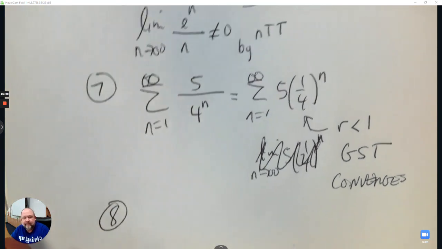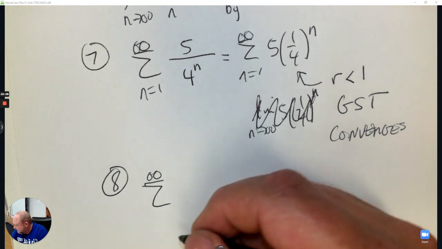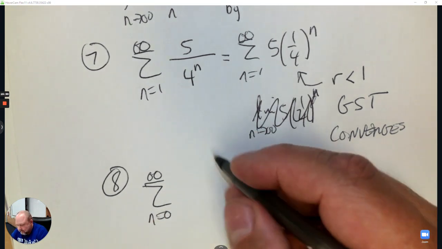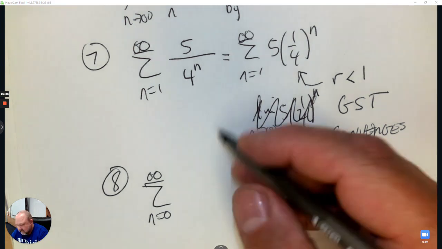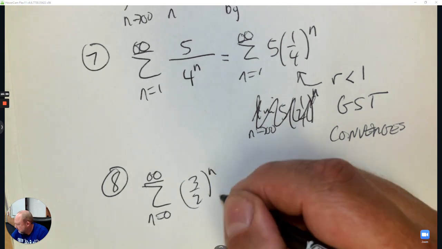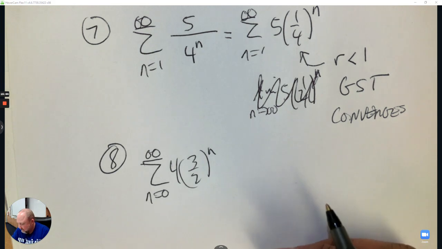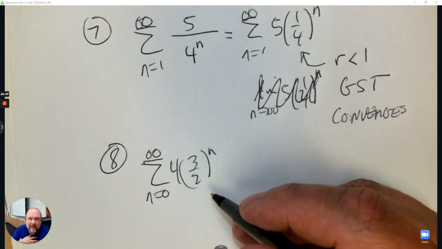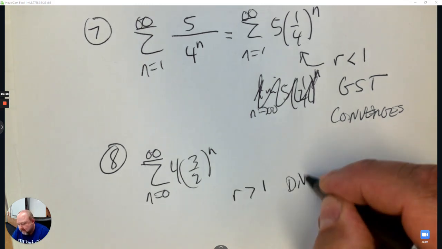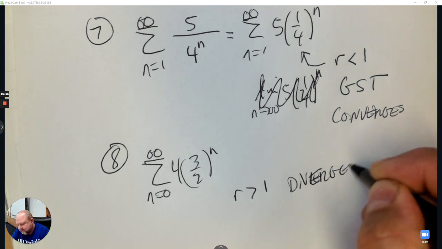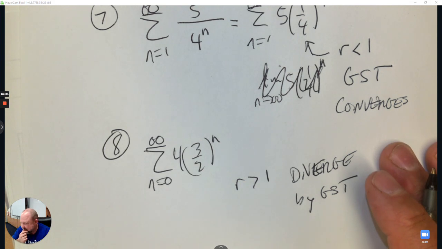Number 8. So again, I'm going to rewrite this. We know when you divide by a fraction, we can actually rewrite it so that you can see it better. This is really what it is. When you divide by a fraction, you multiply by the reciprocal. And so here the ratio is greater than 1, which means it must diverge, right? If I can spell that word. And again, by the geometric series test, because the ratio is bigger than 1. Number 9.